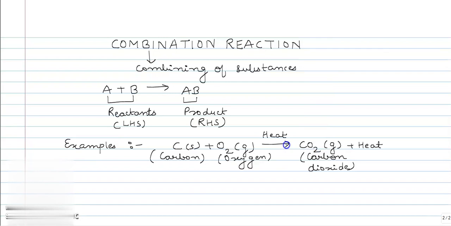There are many examples of combination reaction. Another example is sulfur dioxide plus oxygen. This is a gas. This is again a gas. This forms SO3, which is a solid.